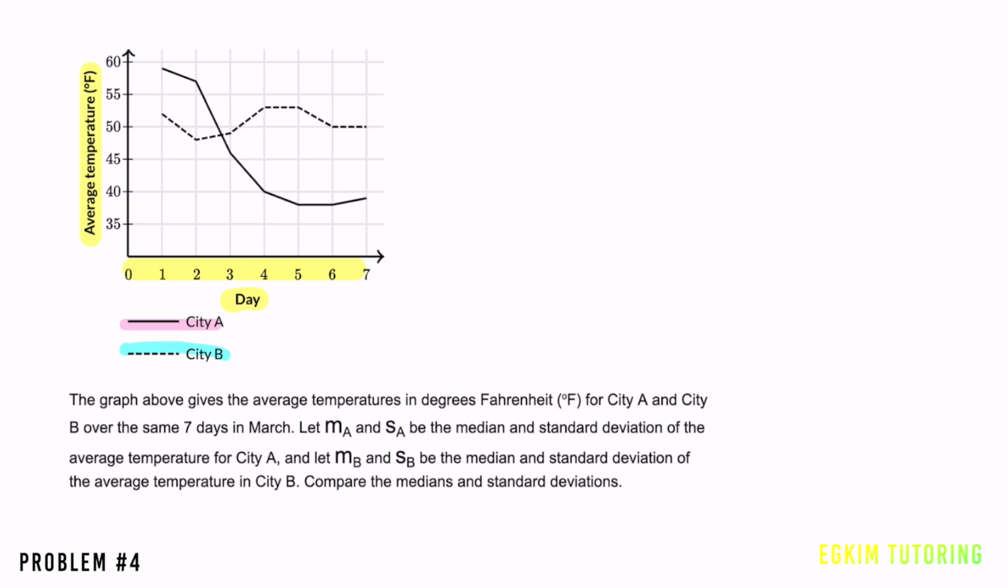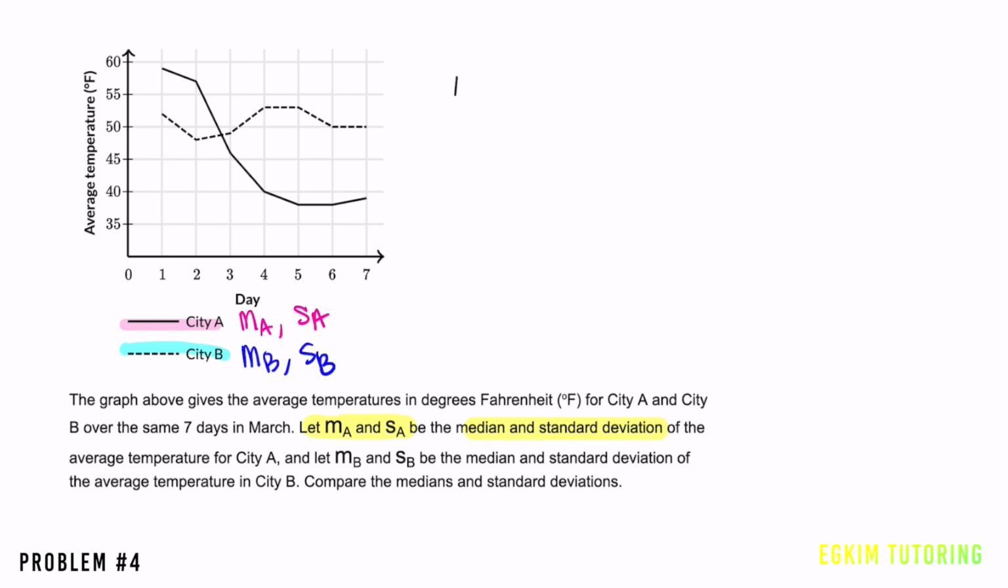The graph above gives the average temperature in degrees Fahrenheit for city A and city B over the same 7 days in March. Let MA and SA be the median and standard deviation of the average temperature for city A, and let MB and SB be the median and standard deviation of the average temperature in city B. Compare the medians and standard deviations. For city A, we have the median labeled as MA and standard deviation labeled as SA. Similarly, for city B, we have MB and SB.